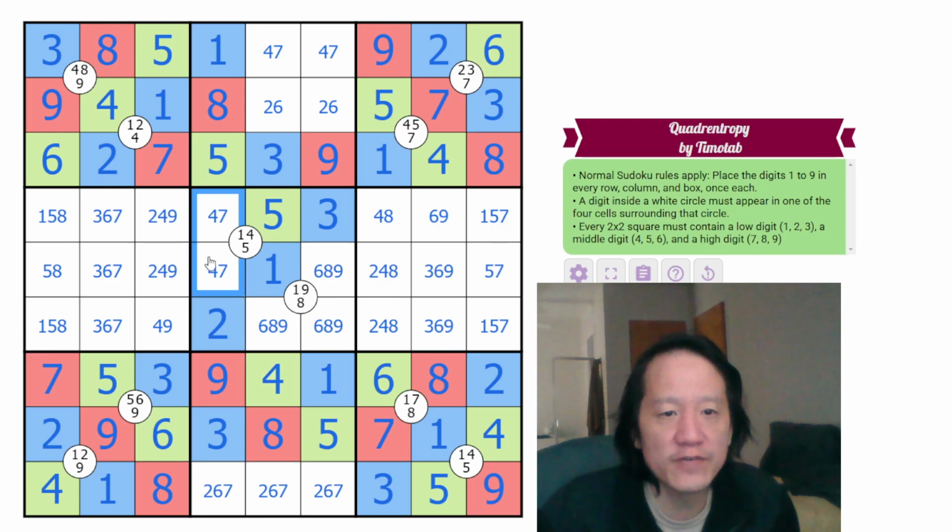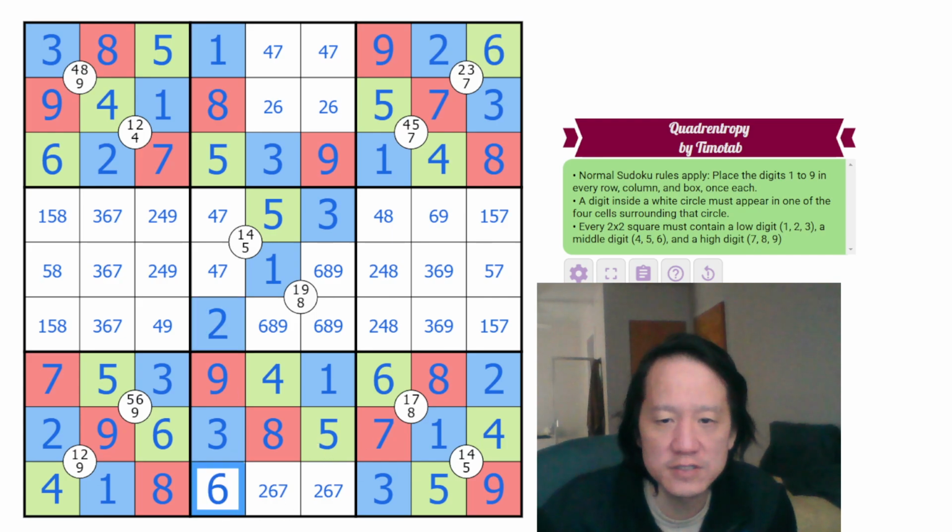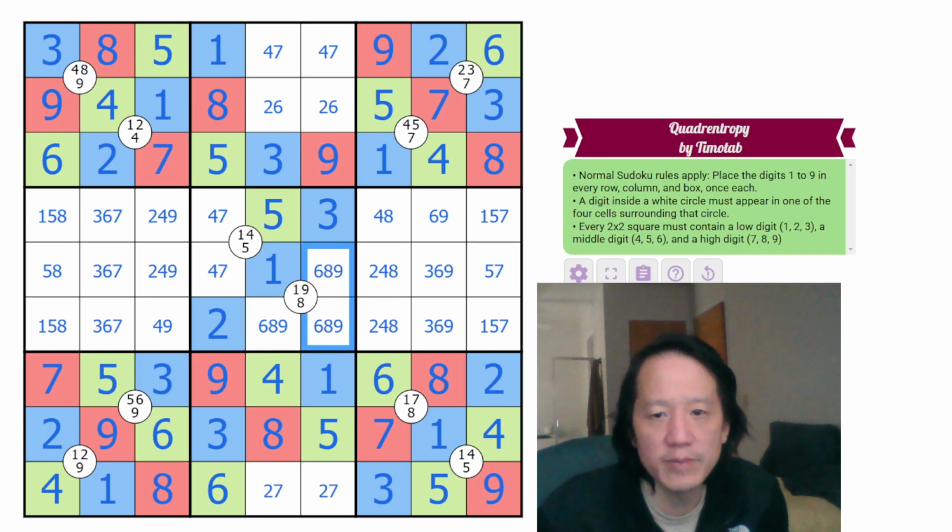We have a 4, 7, 4, 7 pair in column 4. That eliminates 4 and 7 from the rest of the column. This can't be 2 either, therefore this must be a 6, which is a middle digit. Neither of these can be 6. And these can't be 9.